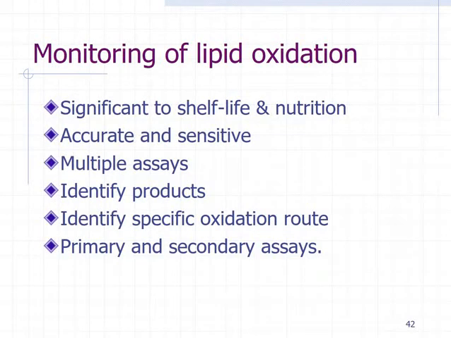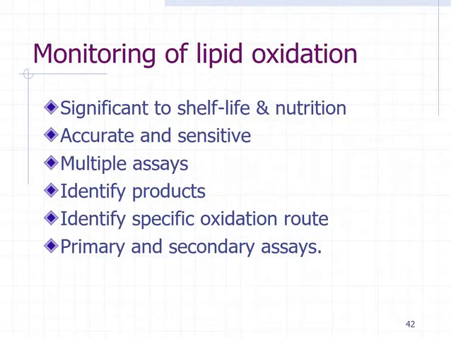As we already mentioned, it has to be multiple assays that include both primary and secondary lipid oxidation products, because remember, lipid oxidation undergoes stages. So you will want to find out how far along in the stages it is. You don't want to measure your peroxide value and find it at 0 and say, yay, no lipid oxidation took place.